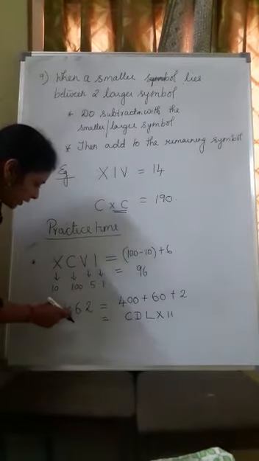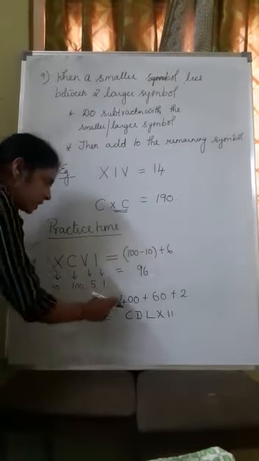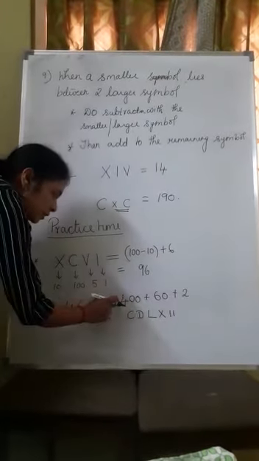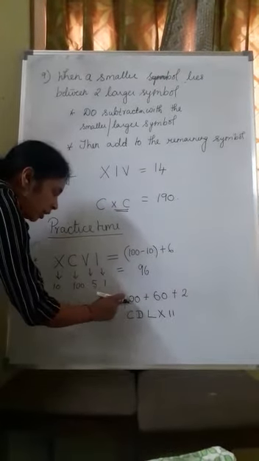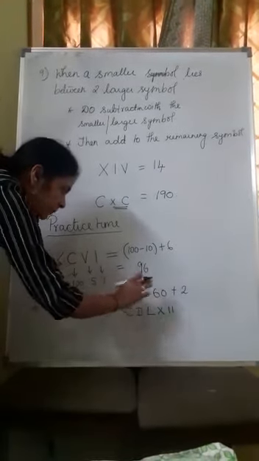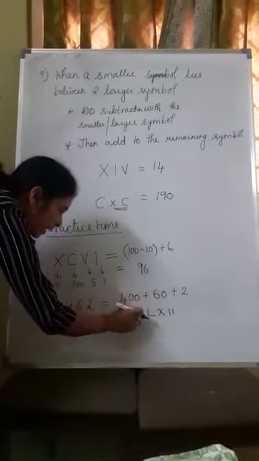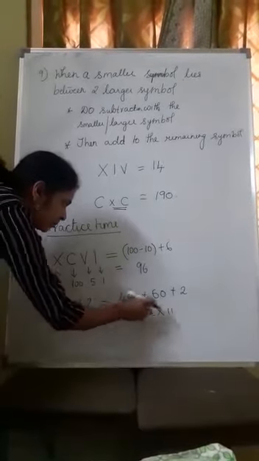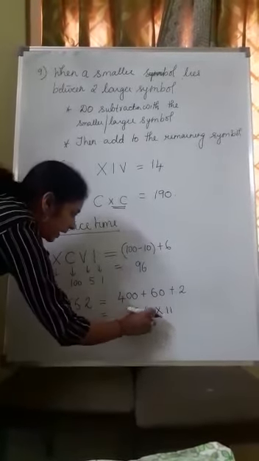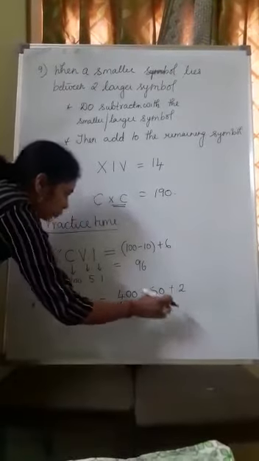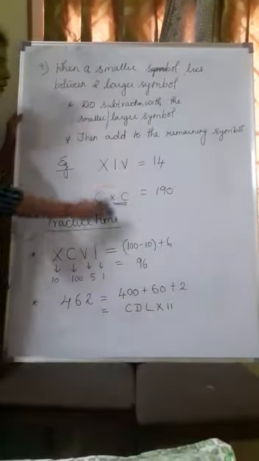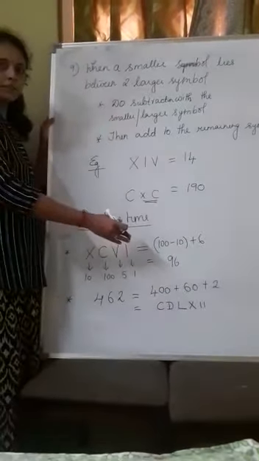If you want to write the Roman numeral for the given number, first write the expanded form. There is no symbol for 400. You cannot write C, C, C, C. 4 times not allowed. So it should be 500 minus 100. For 60 it is 50 plus 10. Then 2. Now, this video is only for understanding children.